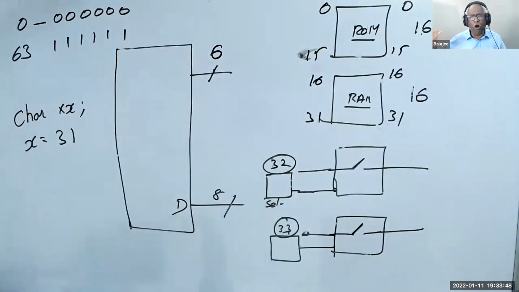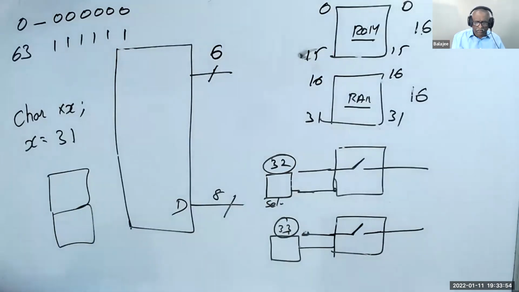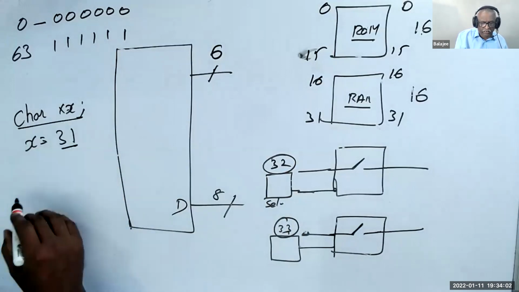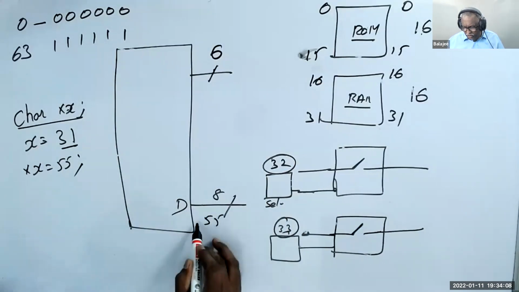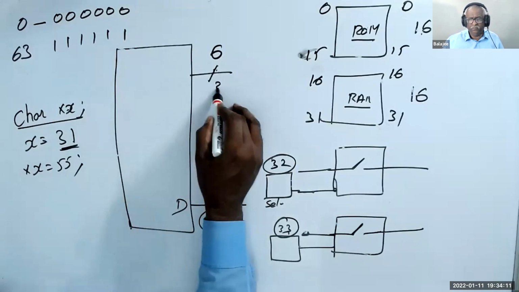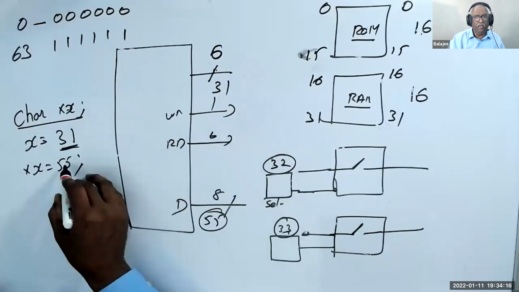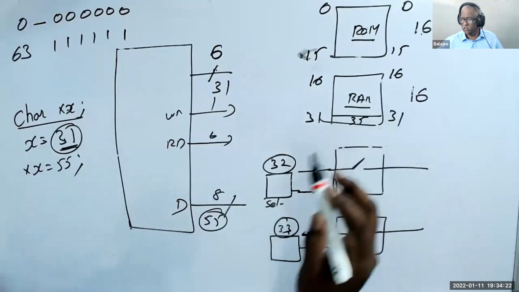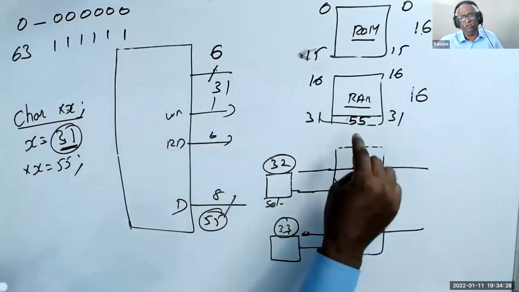I've explained how, like notebooks, we allocate pages. I explained this in the last session on the memory map. Now I write a program. If I say char *x, x is equal to 31, *x is equal to 55. Now 55 will come here as data. What will the address be? 31. And write will become 1. Read becomes 0, because I'm writing. Since this is 31, and 31 is on RAM, it will be written on the RAM. What data? 55. Understand? Somebody asked where it will be written. Now it is written on the RAM.